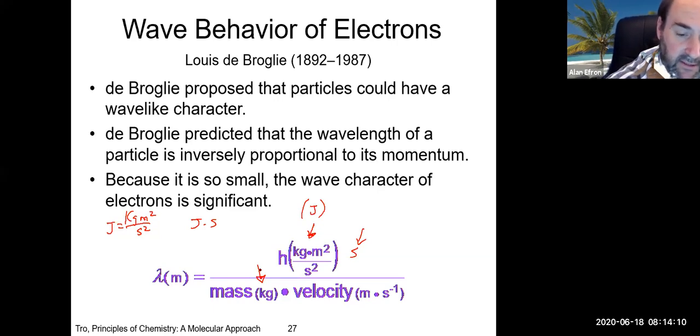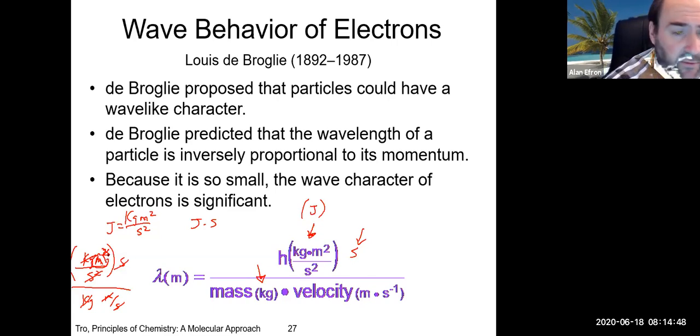If we look at the units here, up on top we have our kilograms, our meters squared, our seconds squared. Over here we have seconds divided by kilograms on the bottom, meters per second. So a second cancels out, a second cancels out, kilograms takes care of a kilogram there, and a meter cancels out one of the meters there. So the only unit left when it's all said and done is meters.